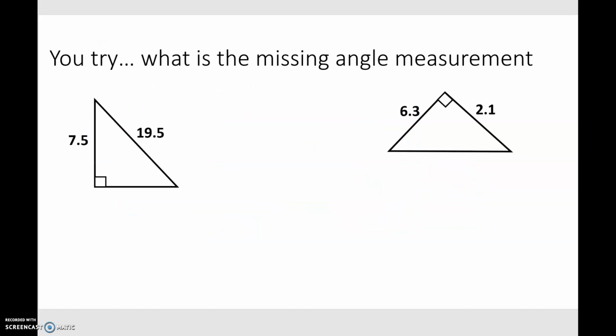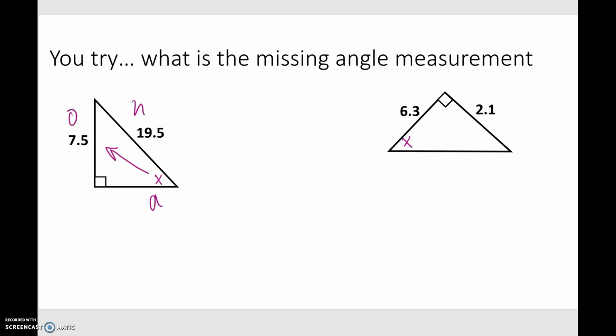Okay, go ahead and pause the video and try these two. I will mark the angles because they're not marked here. So you're going to look for this angle right here, and you're going to look for this angle right here. Go ahead and give those a try, and round to the nearest hundredth.